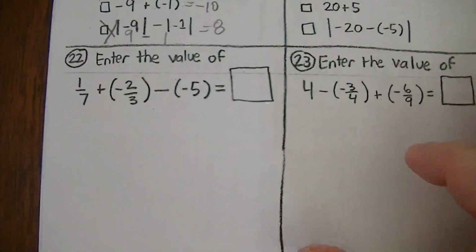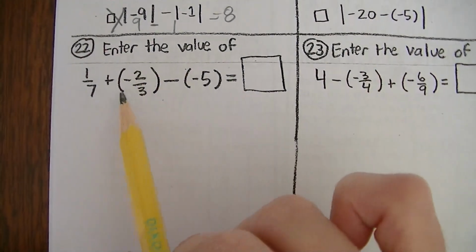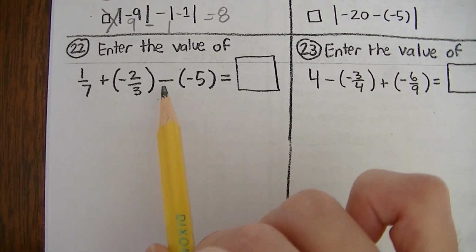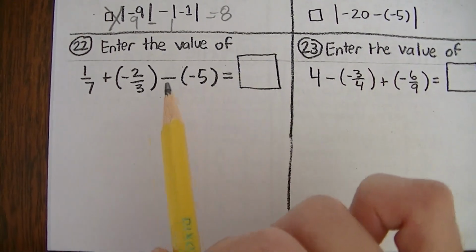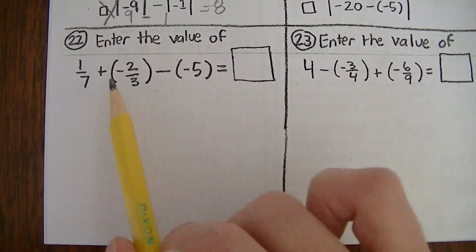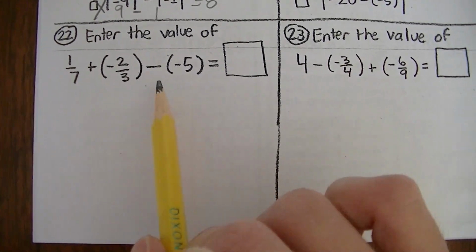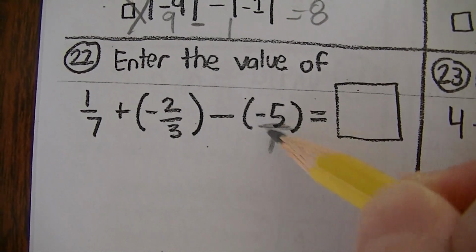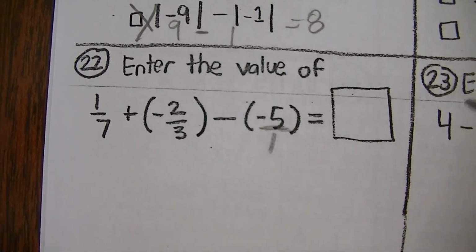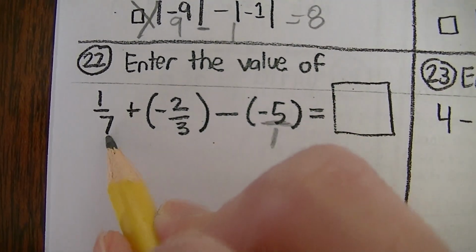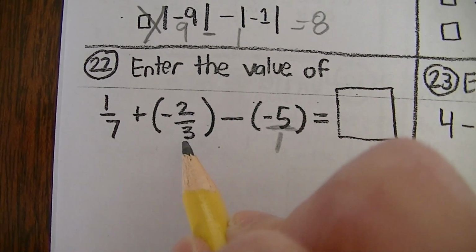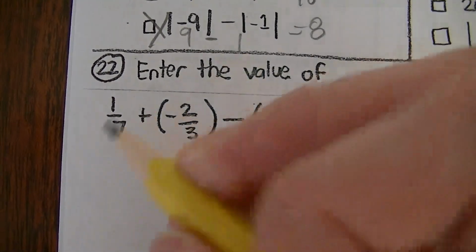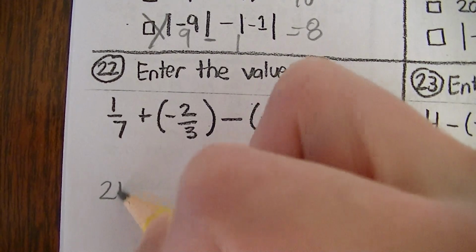Excuse me. Number 22: Enter the value of 1/7 plus a -2/3 minus a -5. So I'm thinking I need to definitely get a common denominator right here. Remember, this is -5 over 1, same thing. Okay, I'm just making it a fraction so it's easier for me to view and come up with a common denominator. So remember that 7, 3, 1 all go into, the first thing that comes to my mind is 21.